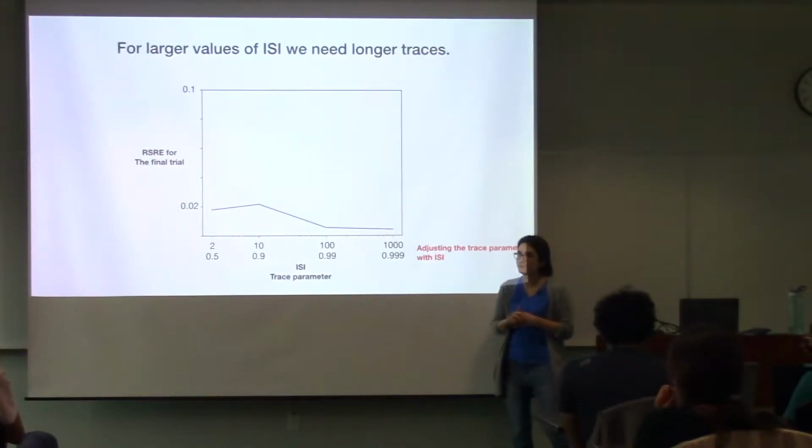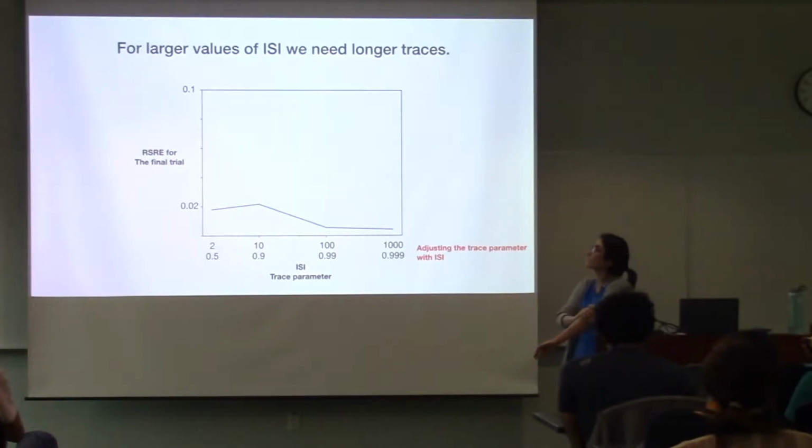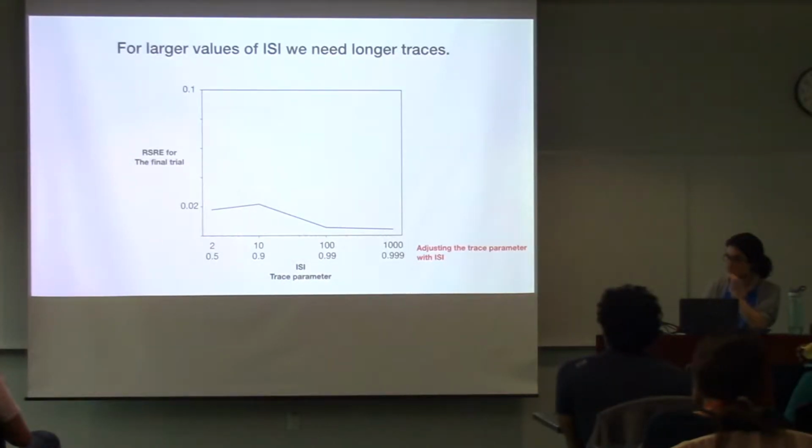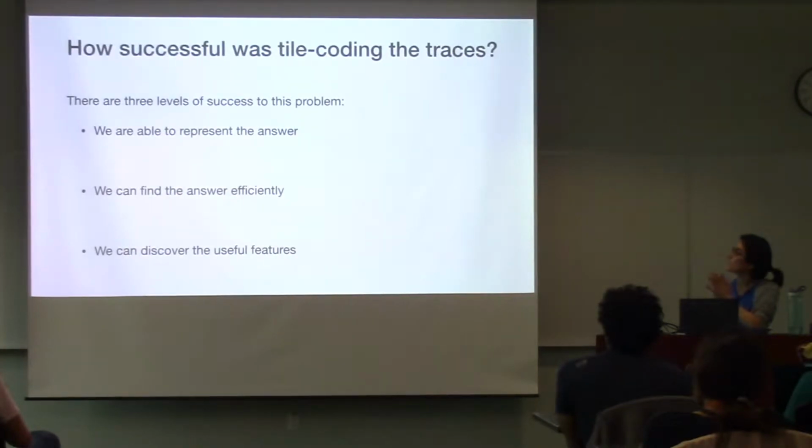Can you tell us a little bit about how you calculate these? Oh, okay. I used 2 tilings with 16 tiles for each trace. Tilings are capturing the interaction between features, right? Interaction between features? No, I'm tile coding separately. So you are not capturing interaction in any way? No. Okay, so how successful was tile coding the traces?